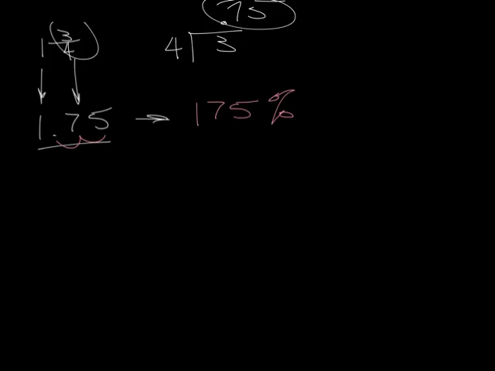B is convert each percent to a decimal. So you're just taking like your 54% and changing it to a decimal. Now remember, you're taking this away, so you move your decimal away. So it becomes 0.54 to change it to a decimal.